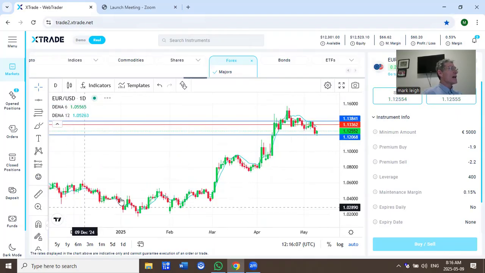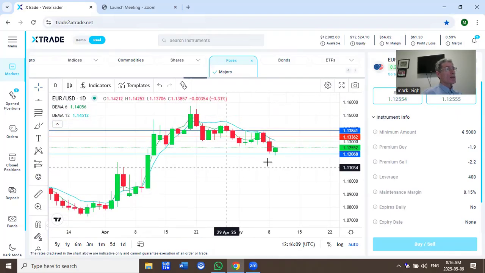Start on the daily, on the euro. You can see the past 2 days the euro was sold off, a strong US dollar. Today, the euro is fighting back from support down here at $1.12, sitting now at $1.1254. EMAs are still pointing downwards.